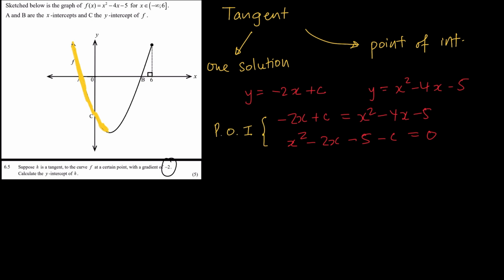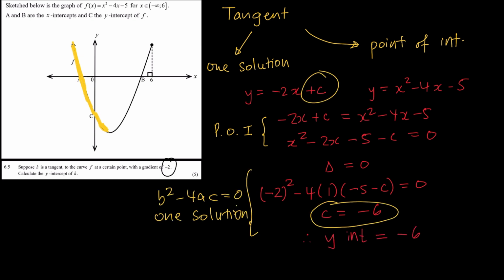Next, one solution. Now for one solution, the delta is equal to 0. So delta, remember, is b squared minus 4ac. So minus 2 all squared minus 4 times 1, then times the last value, minus 5 minus c, is equal to 0. We can then solve for c. c is equal to minus 6. And if c is equal to minus 6, remember that c is the same c value for my straight line function. So therefore my y-intercept is minus 6.